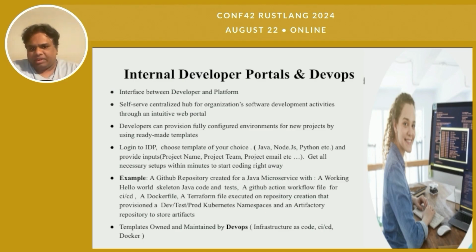He or she will get a GitHub repository created for a Java microservice with a working hello world skeleton Java code and tests, a GitHub Actions workflow file for CI/CD, a Dockerfile, and a Terraform file executed on repository creation, that provisioned dev, test, and prod Kubernetes namespaces and an artifact repository to store artifacts. So let's say you designed your internal developer portal in such a way that you just choose any template of your choice, for example a Java template. I fill in some inputs and then boom, in the backend this internal developer portal creates all the things for you.